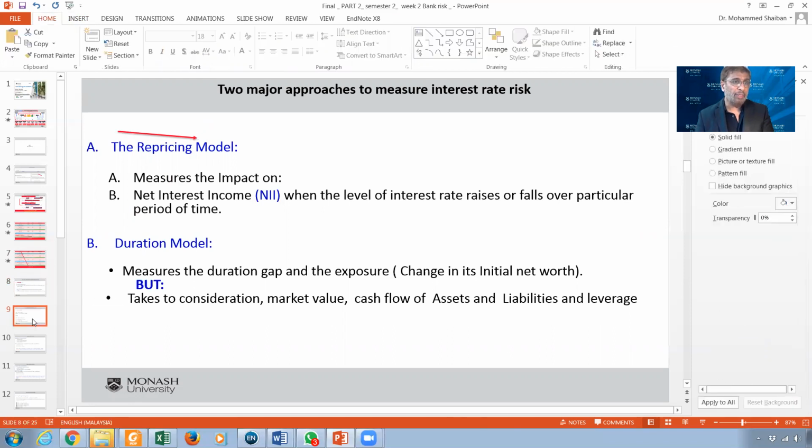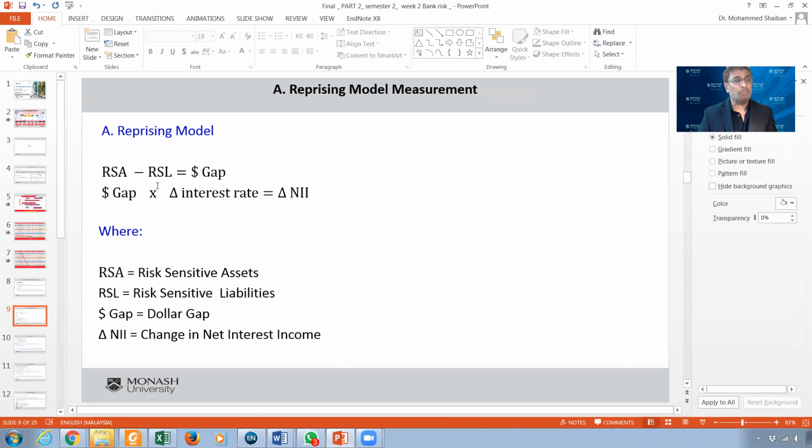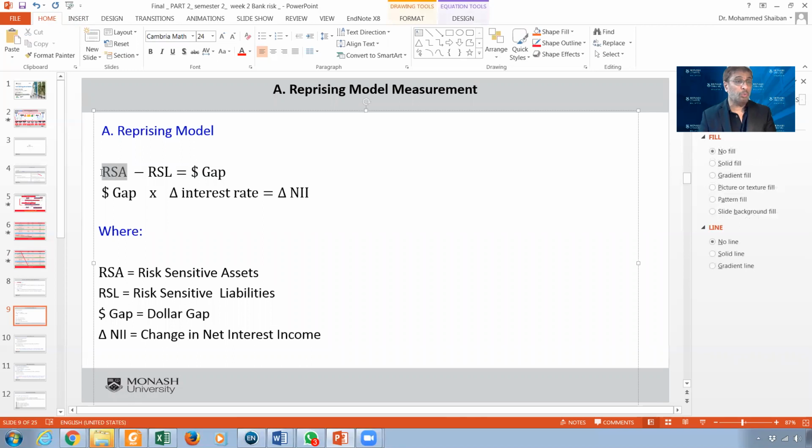So let's look at the repricing model. In the repricing model, we have to introduce ourselves to one issue called risk-sensitive assets and another called risk-sensitive liabilities. And we get what we call the dollar gap. When we get the dollar gap, we multiply that dollar gap times the change in the interest rate. Then this is what we will get, the change in the net interest income.